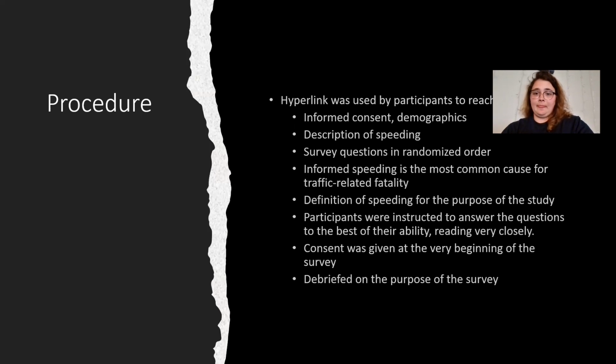our study. Consent was given at the very beginning of the survey. We made sure that they were 18 years of age or older, and that they consented to having their data used for this study. They were debriefed on the purpose of the study, which is to figure out how intention plays a role in speeding while driving, as well as how we can minimize traffic-related accidents by using the theory of planned behavior.